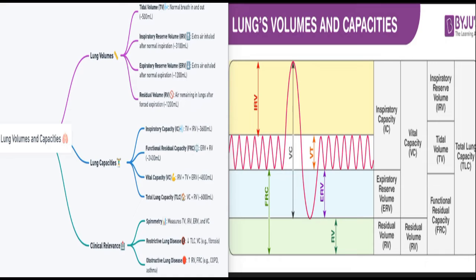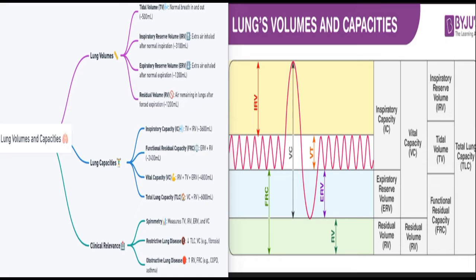So vital capacity is the maximum volume of gas that can be exhaled after maximum inspiration, and it combines inspiratory reserve volume, tidal volume, and expiratory reserve volume. That is, with the exception of the residual volume. So in restrictive lung disease, there is reduced total lung capacity and reduced vital capacity.